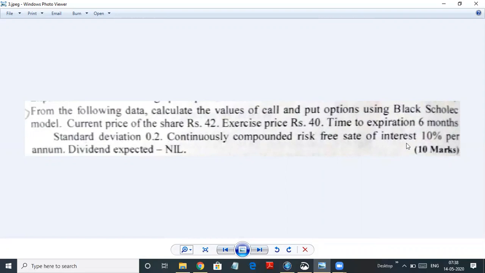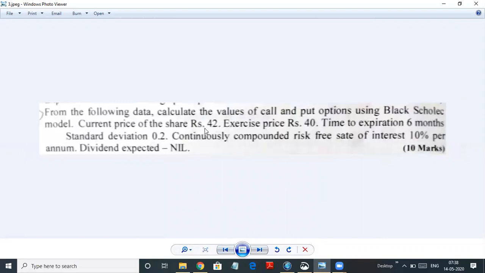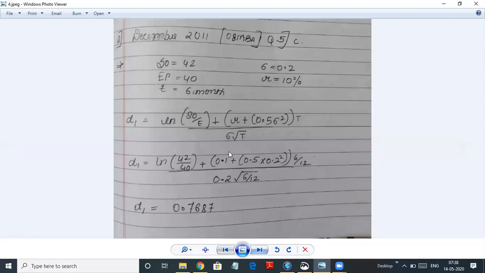Continuously compounded risk-free rate of interest is 10% and dividend expected is nil. Remember in the previous sum also I told you that rate was continuously compounded. It is not written in the question, but it is continuously compounded, so you note it down. So let's solve. S0 is 42, exercise price is 40, that's what I told you here. See here, current price 42, exercise price 40, time to expiration 6 months, standard deviation 0.2 and R is 10%.